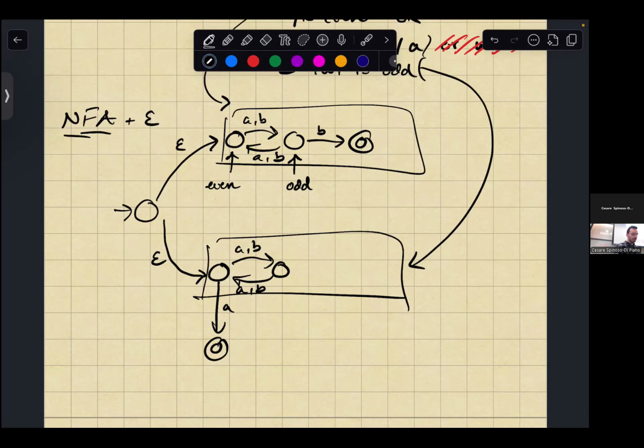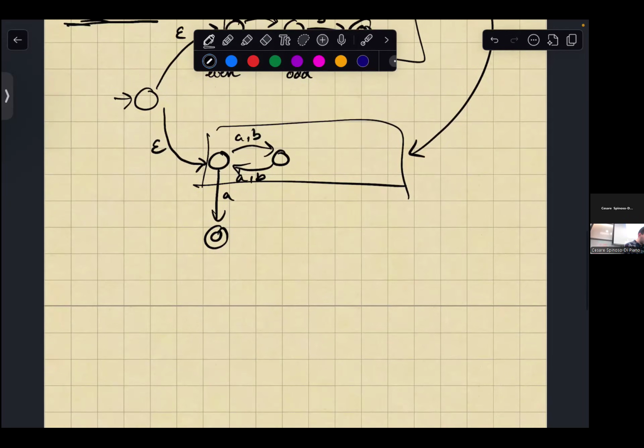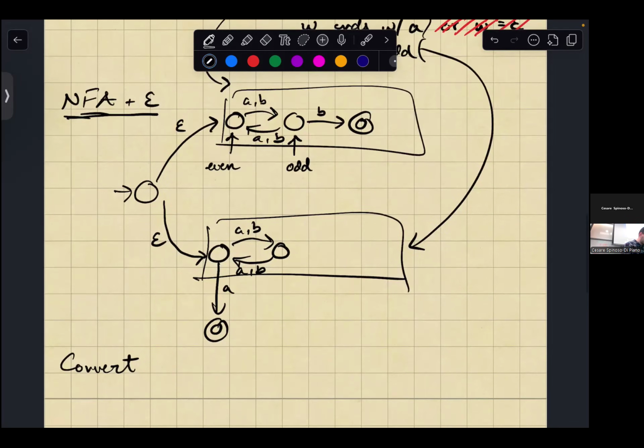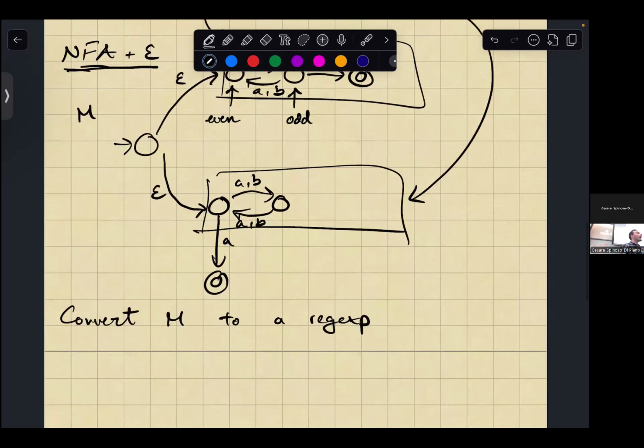Yes, you can. Okay, so now I want to convert this to a regular expression, right? So I want to convert this. Let's call this M to a regular expression, right? And so how am I going to do this? I'm going to remind you of the state reduction algorithm.